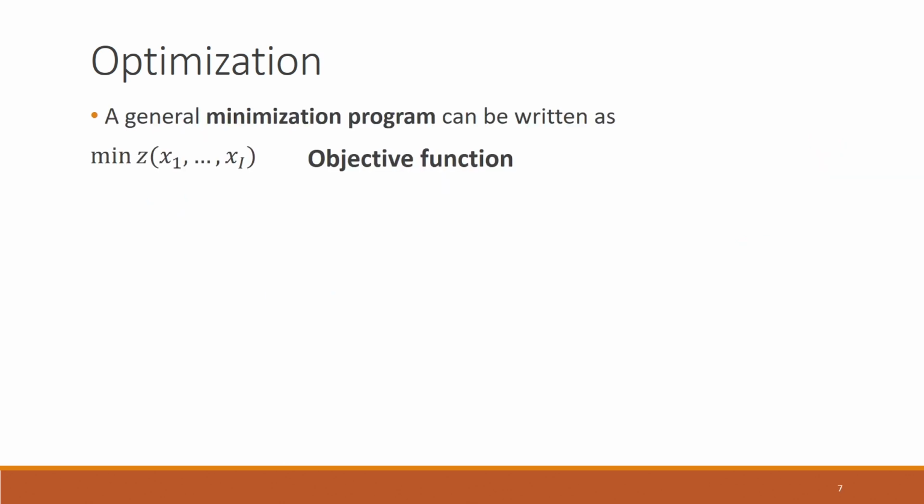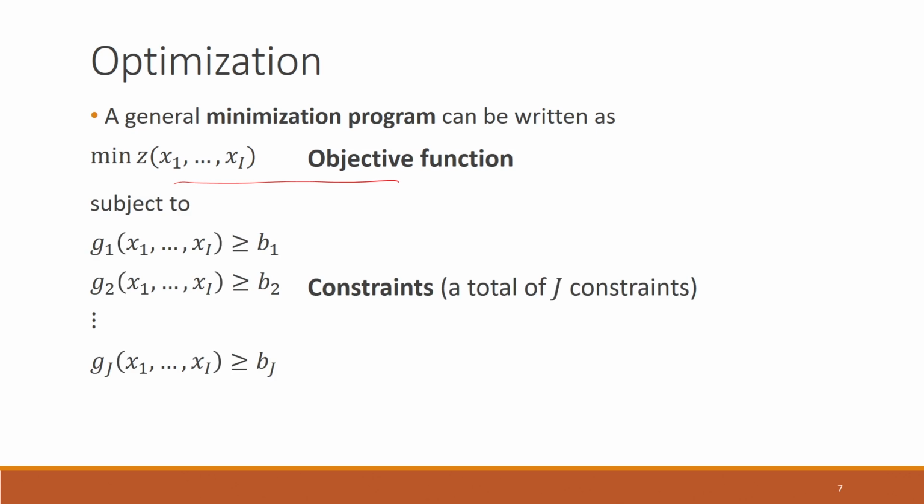So a general minimization program can be written as this: this is the objective function z, which is a function of capital I decision variables, subject to these constraints. So we have a total of capital J constraints. Okay, so this is the case of a continuous optimization problem.